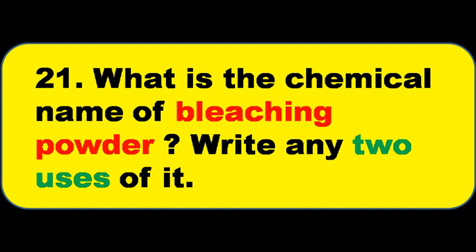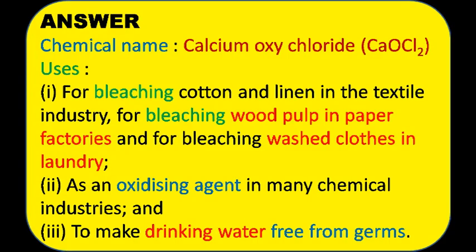What is the chemical name of bleaching powder? Write any 2 uses of it. Chemical name of bleaching powder is calcium oxychloride, CaOCl2. Its uses are for bleaching cotton and linen in the textile industry, for bleaching wood pulp in paper factories, and for bleaching washed clothes in laundry. It's also used as an oxidizing agent in many chemical industries and also used to make drinking water free from germs.